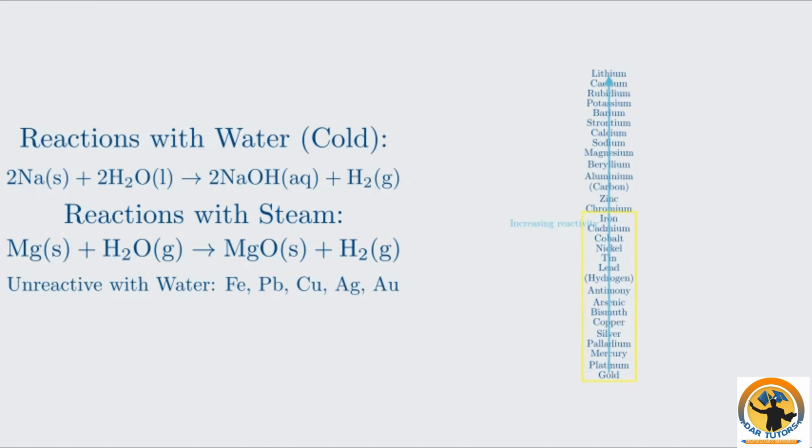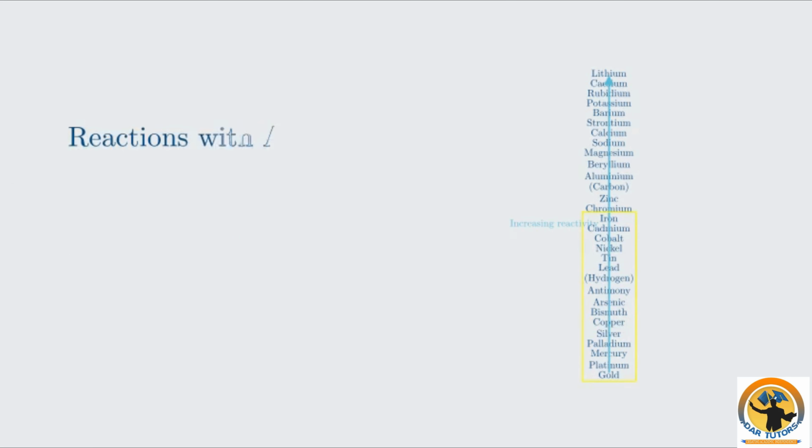This is why copper pipes can be used safely in your home's water supply. Next, let's look at reactions with acids. The reactivity series includes hydrogen. All metals above hydrogen in the series will react with dilute acids to produce a salt and hydrogen gas.